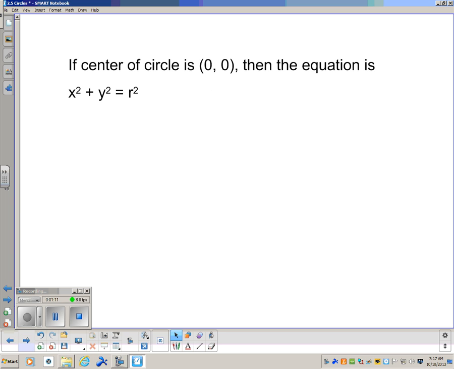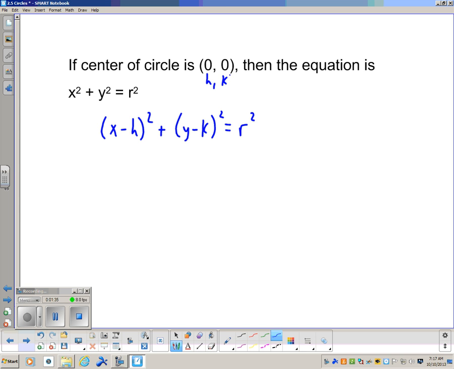Let's go on and look at an example. Actually, we've got a special situation here. If the center of the circle is (0, 0), then the equation is x squared plus y squared equals r squared, and I'll show you why. The equation of a circle is (x minus h) squared plus (y minus k) squared equals r squared, where the center of the circle is (h, k), so I can just substitute 0, 0 in there.